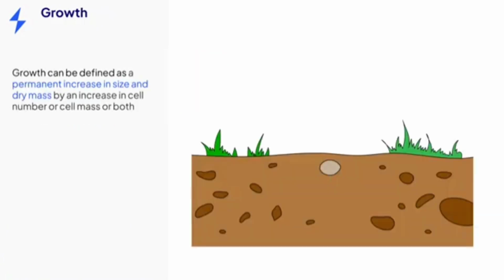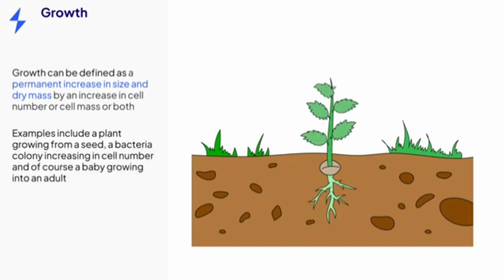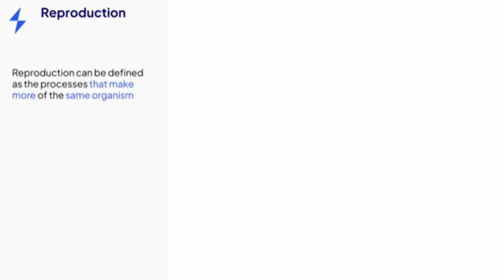Growth is a permanent increase in an organism's size and their dry mass. This occurs because of an increase in the number of cells, or the cell mass, or sometimes both. All organisms grow. Even the largest of trees started life as a small seed, and you started life as just one cell.